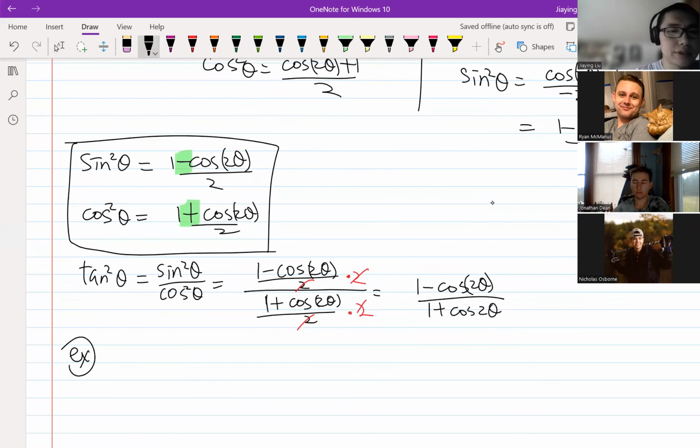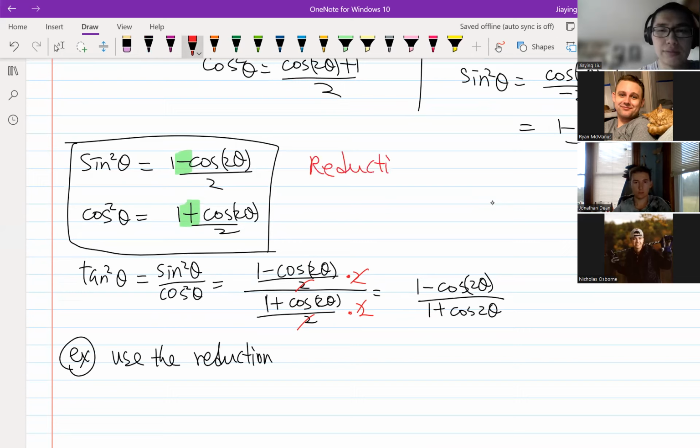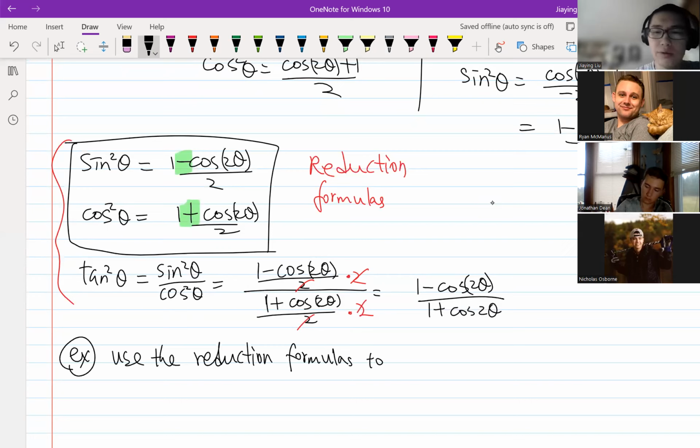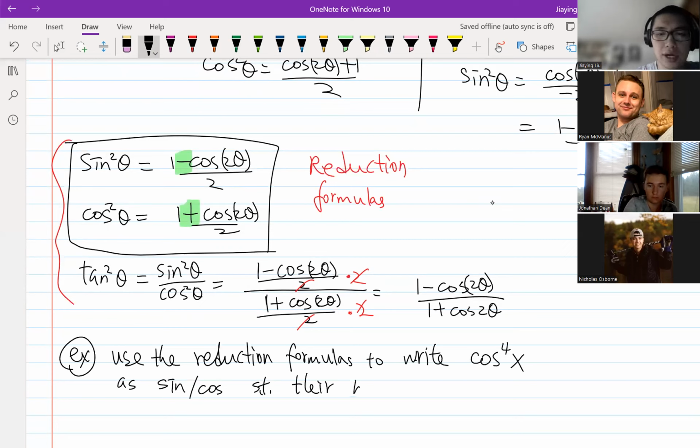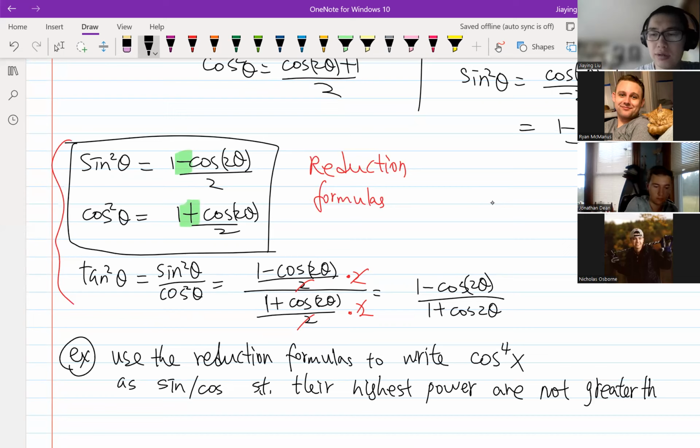All right, so let's look at some examples. We're going to use the reduction formulas to write cosine to the fourth power of x as sines and cosines such that their highest power is not greater than 1.